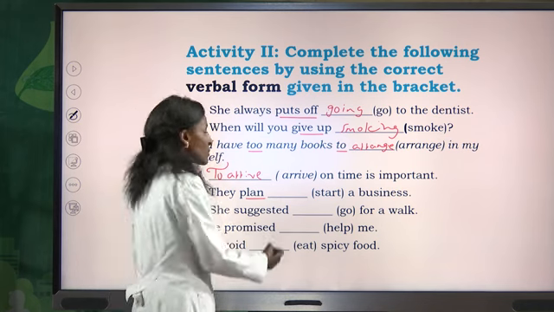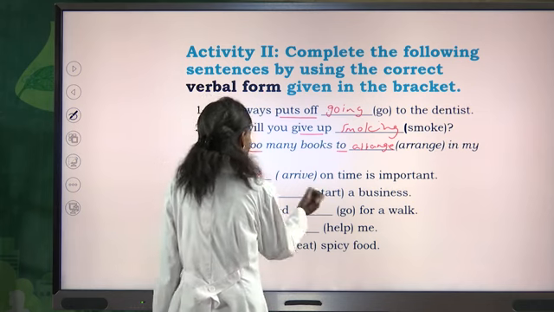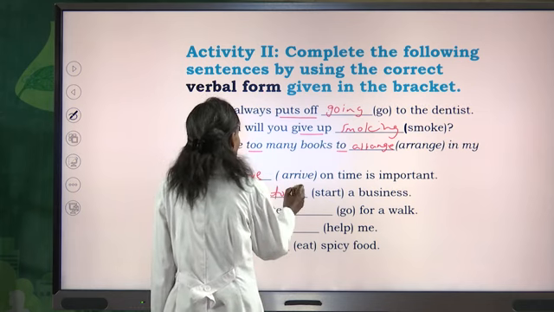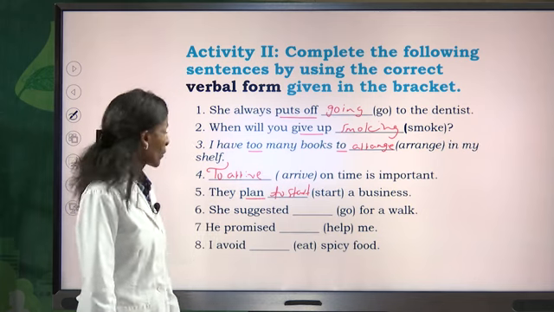Number 5: they plan dash a business. Plan is followed by what? Always infinitive, okay? Yes, you are right. Very good. They plan to start. The full infinitive would be the correct form of the verb.